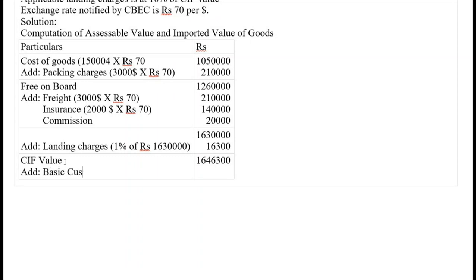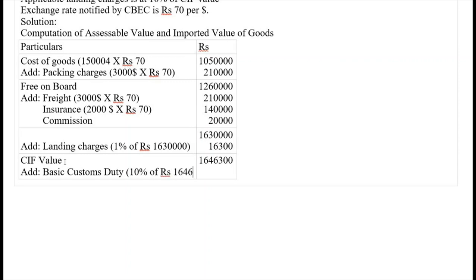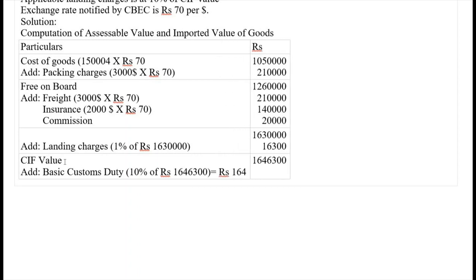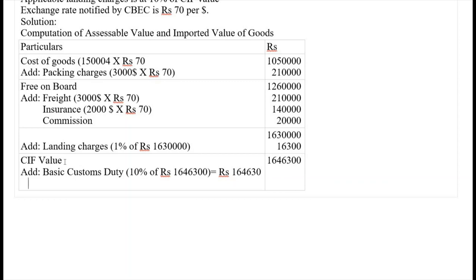Then to this we should add basic customs duty, which is given as 10% of CIF value, that is rupees 16,46,300, which equals rupees 1,64,630. Then education cess, which will be on this BCD, so 3% of rupees 1,64,630, which comes to rupees 4,939.